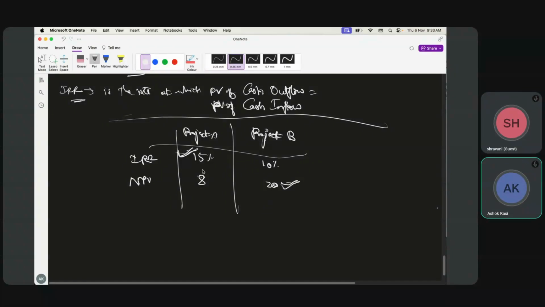Project B, higher NPV. You should prefer higher NPV. Why higher NPV? Why not IRR? Because NPV is exactly giving you the idea of the amount. Finally, you want the amount only. You don't want the percentage. You want the amount in your hand. So that's why if there is a conflict between IRR and NPV, NPV will win.